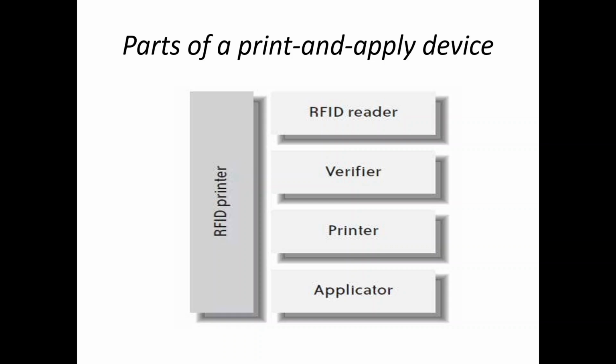So the working process is: the label is fed into the printer, the RFID reader or encoder writes the data, and the verifier checks if it's correct or false. The printer prints the barcode, text, or logo on the label. Then comes the final step, the applicator, which applies the finished RFID label, automatically placing it on the product or carton.